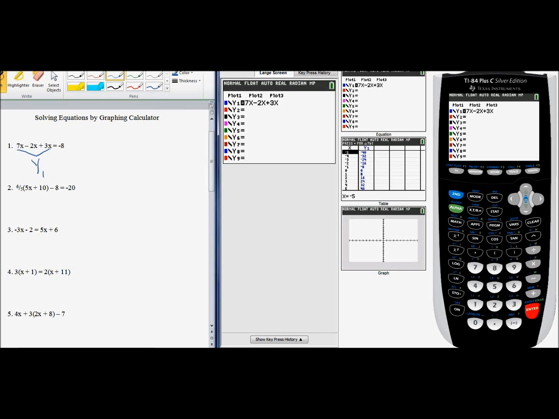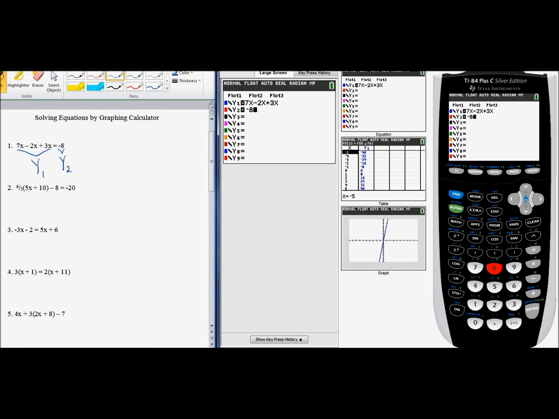In y2, we're going to plug in the right side of the equation. So on the right side, I'm going back to my calculator. In y2, I'm just simply putting in negative 8. Okay. Now once again, the left side of the equation, I put that in y1. The right side of the equation, I plug that into y2. Now I'm ready to go in and find my answer.